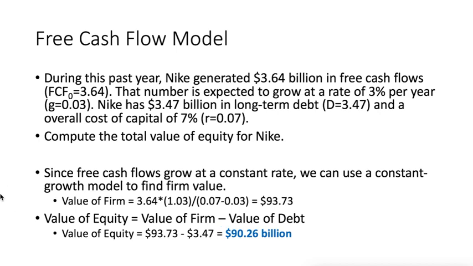Okay, the last example is a free cash flow model. So in this case, I grabbed some financial information about Nike, and now we're going to compute the value of equity using the free cash flow model. So basically, in this past year, Nike generated $3.64 billion in free cash flows to the firm. And we're going to assume that that number is expected to grow at a relatively modest rate of 3% per year. So our G is going to be 0.03.